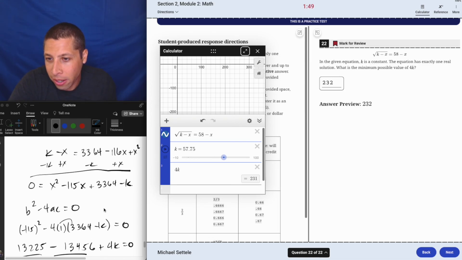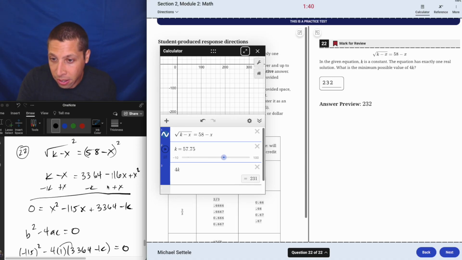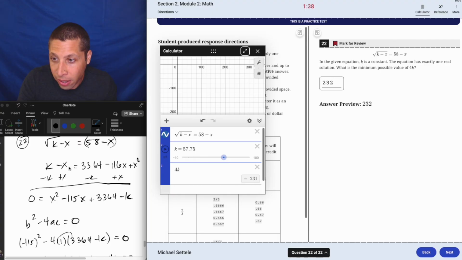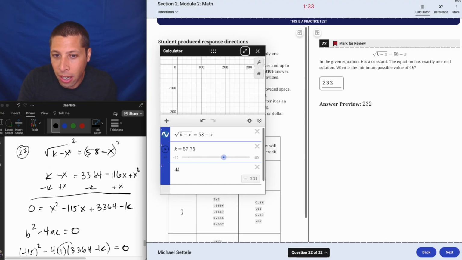Right, so x squared, 58 squared, right? 58 squared is 3364. 58 times 2 is 116. So we added the x, right? Because it's squared both sides. There might be something with a negative that I'm not understanding here. So plus x gets me negative 115 x, right? So negative 116 plus 1, negative 115, minus the k.